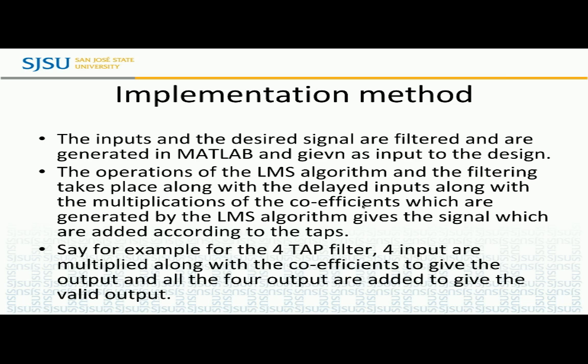Also, as I said, a 4-step filter was used. That means that the input signal is delayed 4 times, and 4 times the coefficients are multiplied, and the outputs obtained as y1, y2, y3, y4 are added together to get the final output. So for the 4-step filter, 4 inputs are multiplied along with the coefficients. Now I'll talk about the number of cycles, and how the errors and coefficients are generated and multiplied.